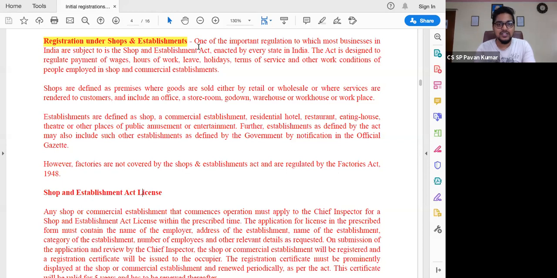So this is one of the important regulations to which most businesses in India are subject, the Shops and Establishment Act, enacted in every state in India. The act is designed to regulate the payment.